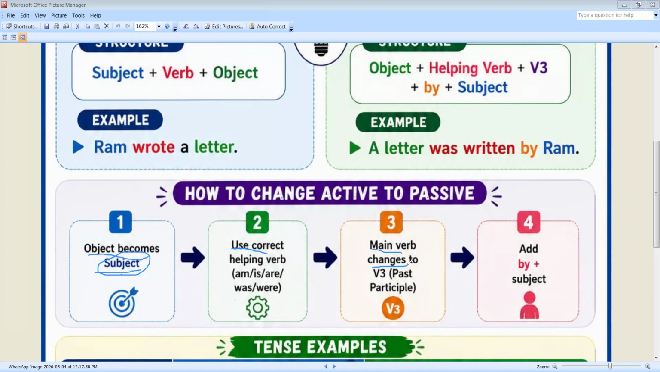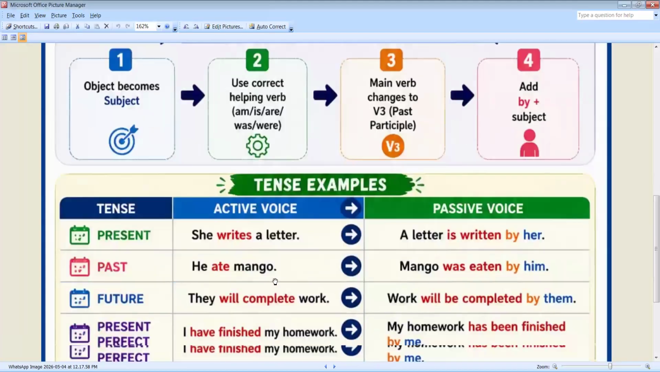If it is present, it is converted into v3. Present also is converted into v3, that is past participle. It is very, very important. In passive voice, the verb must be the past participle, and then we have to add by before the subject. In this way, we convert an active voice sentence into passive voice. Here are many examples.